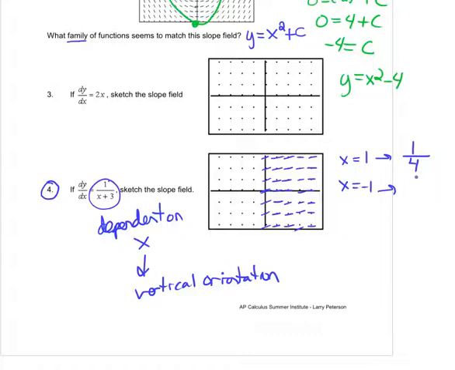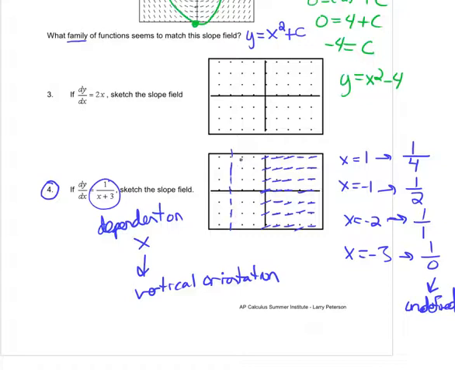So what about if I plug in -1? If I plug in -1, I get 1/2. That's a little bit steeper. If I plug in -2, I get 1/1, which is even steeper. And if I plug in -3, I get 1/0. That is undefined. So that's going to be vertical. So over here I have a vertical slope at -3. Then it's 1. So nice 45 degrees there. And you can kind of see this pattern developing, right?